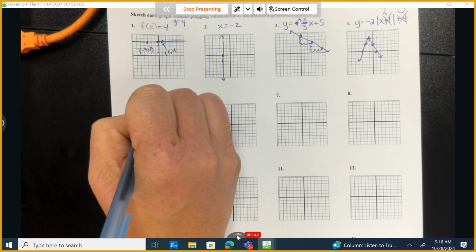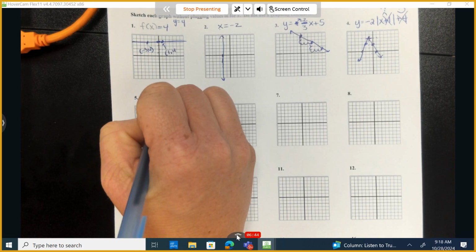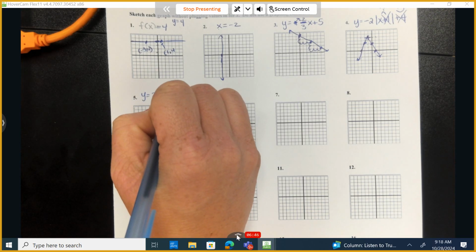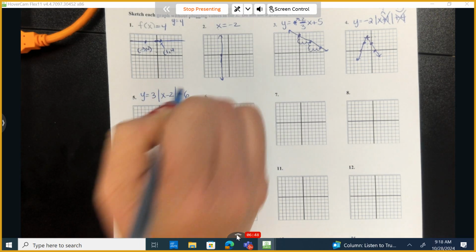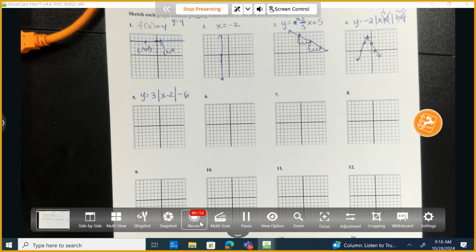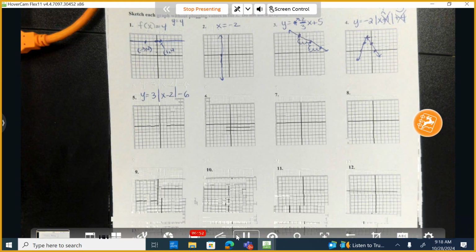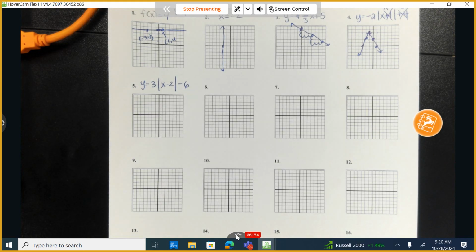y equals 3 times the absolute value of x minus 2, minus 6. I'm going to press pause. I'm recording this for anybody who's gone or needs to see this again before you take the quiz tomorrow.